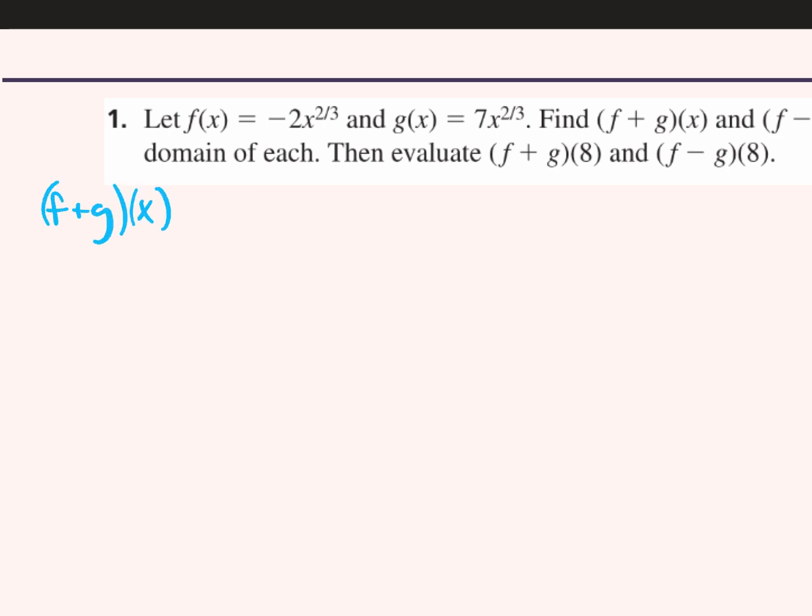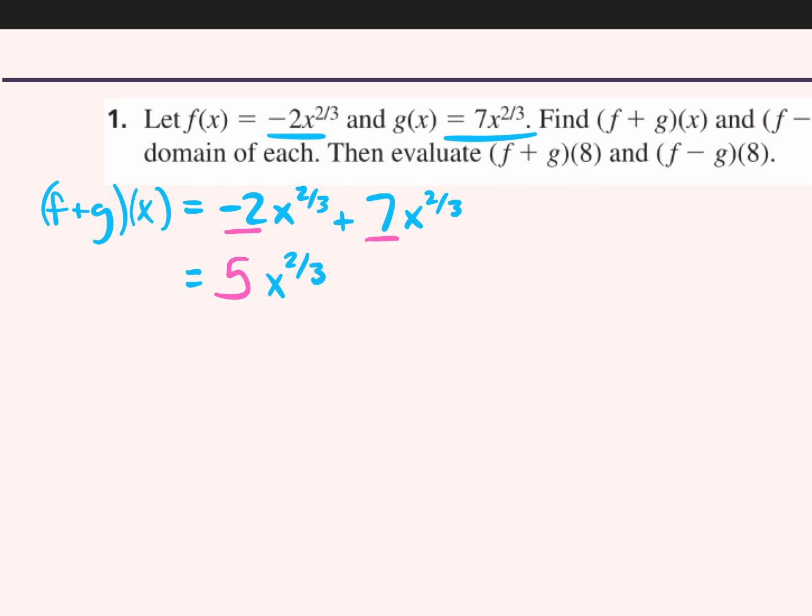So f plus g of x. So I'm just going to add f and g together. So negative 2x to the 2/3 power plus 7 times x to the 2/3 power. Can I add these two together? Yeah, how do I add them? Combine the coefficients. So what's negative 2 plus 7? 5. And the variable part stays the same. So 5 times x to the 2/3 power. I'm going to find the domains last.